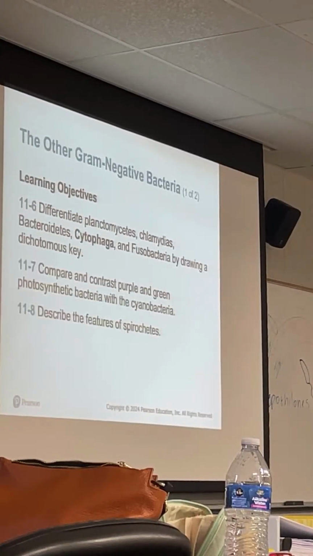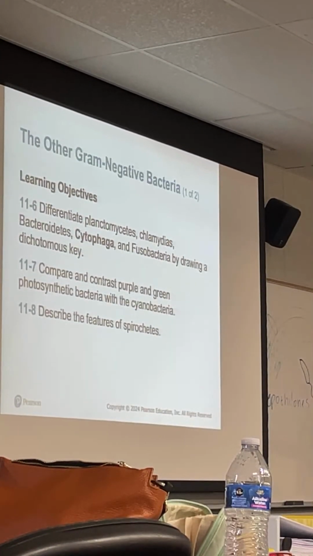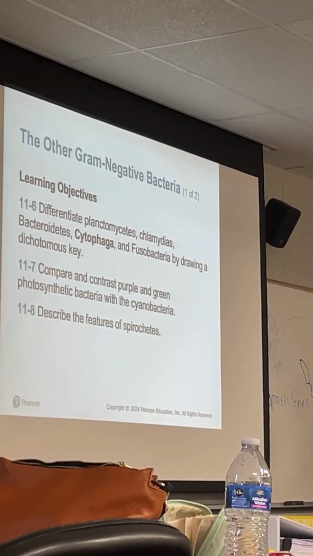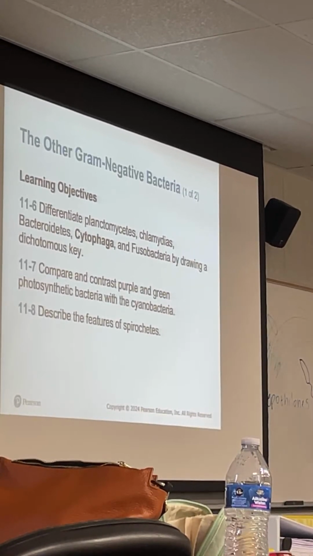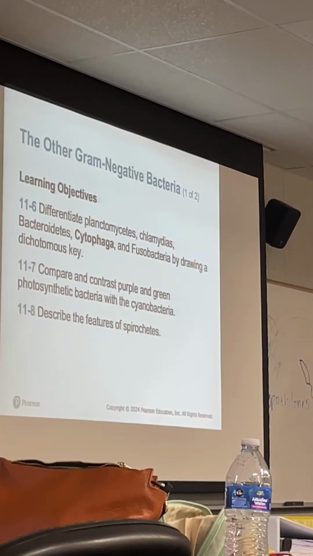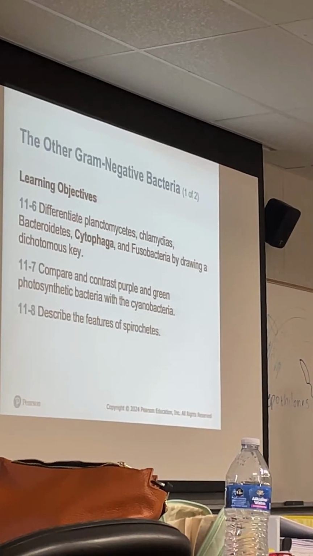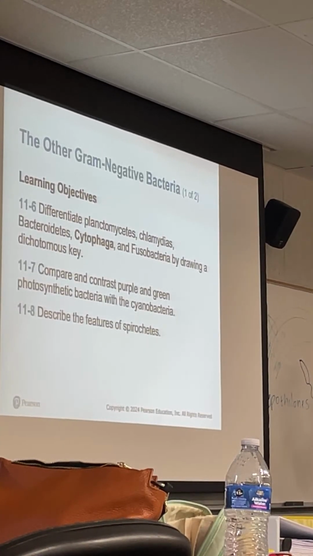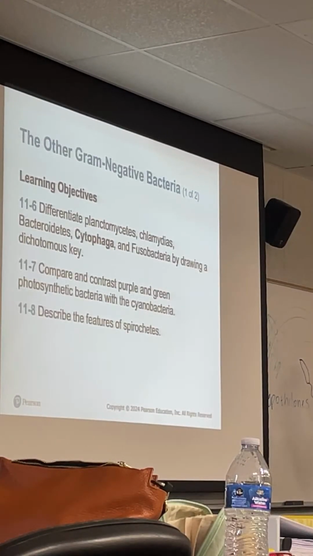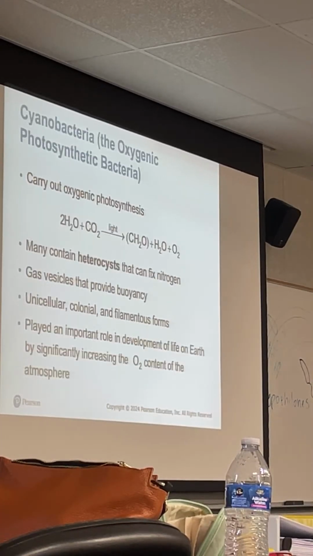All right, so now we're finished with the proteobacteria. Now we're going to talk about the other gram-negatives, including the Planctomyces, Chlamydia, the Bacteroides, the Cytophaga, the Fusobacteria. We're also going to talk about the purple and green non-sulfur bacteria, cyanobacteria, spirochetes. All right, fun stuff. Let's jump into the first one.